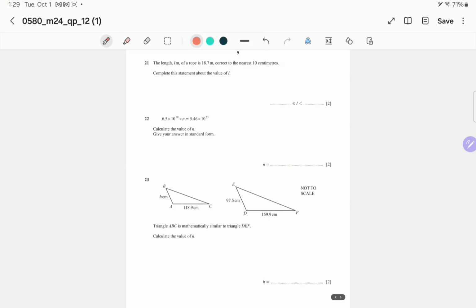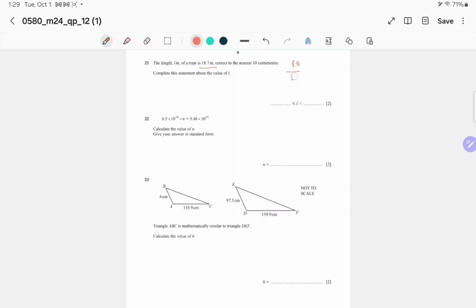This is the next question. We are coming to the end of the paper, the last 2-3 questions remaining. The length L meters of a rope is 18.7 meters, correct to the nearest 10 centimeters. But be careful: the question is given in meters, but we have to work to the nearest 10 centimeters. So we will convert this to meters.